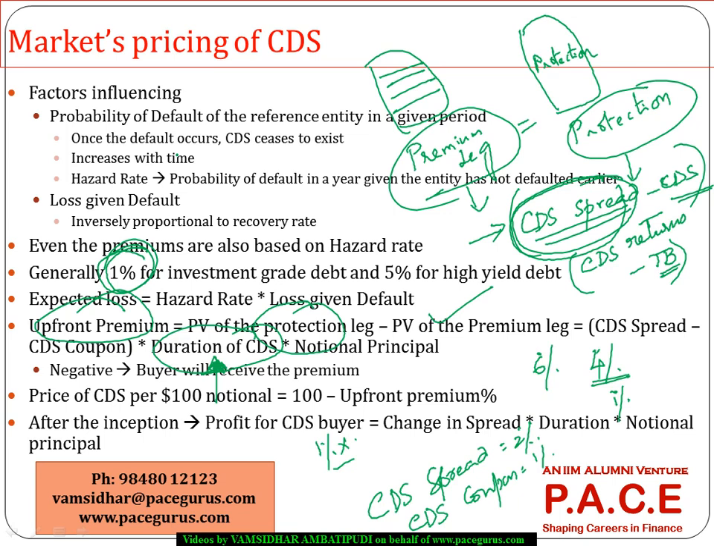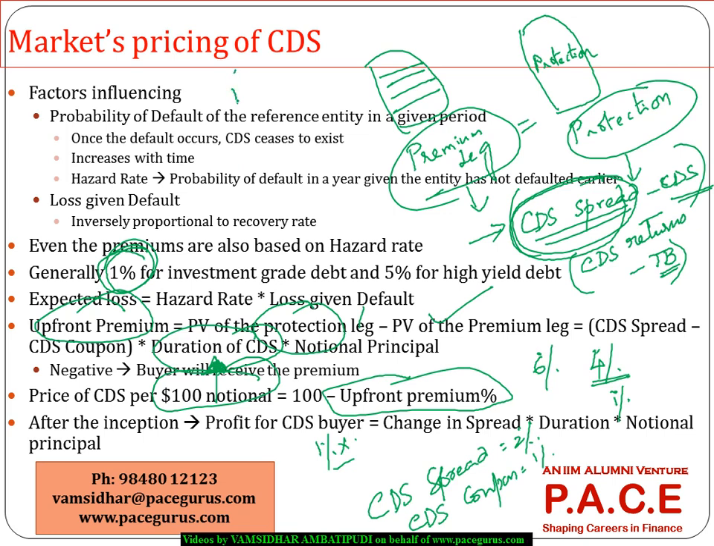So the CDS spread minus the CDS coupon, multiplied by the duration of the CDS and multiplied by the notional principal, is the upfront premium. Again, if it is positive, the CDS seller or the protection seller will receive the premium upfront. If it is negative, the CDS buyer or the protection buyer will receive the premium. So whenever we are talking about the pricing, for every $100 notional amount, we remove the upfront premium and quote, let's say the upfront premium here in this case is 1%, right?